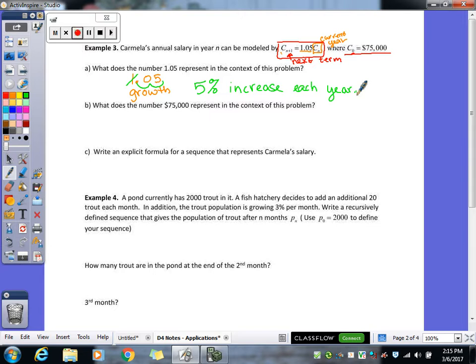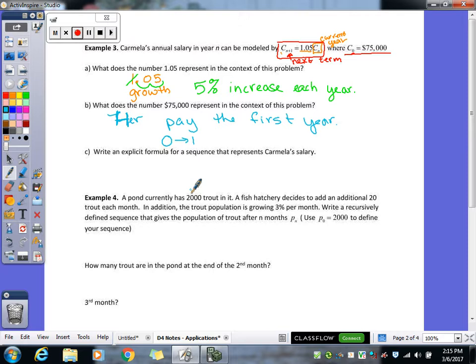They want to know, what does the number 75,000 represent in the context of the problem? That's her pay the first year, which would be the beginning. If you think about it, during her first year there, that's from time 0 up to time 1, and that's when your n becomes 1, after the end of the first year. That's when she gets her first increase.